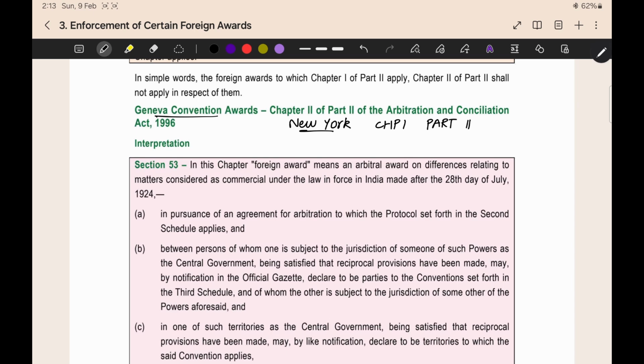This is very similar to the New York Convention, except at some places where you have to concentrate a little bit to understand this. This is very easy. Now we can get into the chapter. The first section which we are going to see under the Geneva Convention is section number 53.